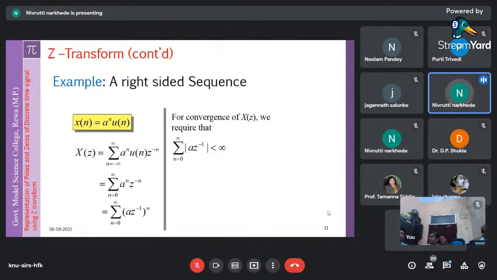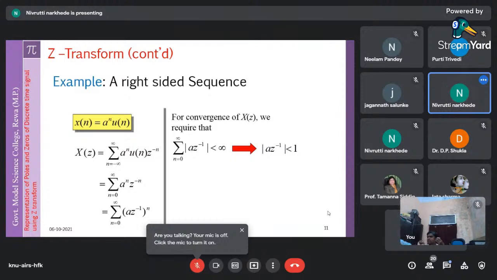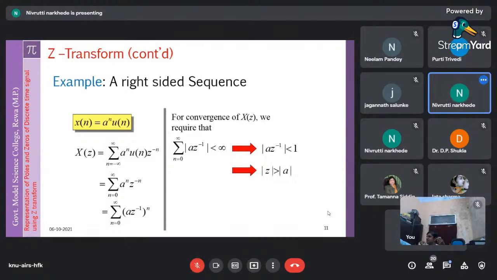Another way to put it is the stability condition of the system: it is stable or causal only if all its poles lie within the circle, or the summation we observe on the screen is less than infinity. Here the common ratio is a z inverse. So strictly, the common ratio for the geometric progression, a z inverse, is less than 1. If we solve this, we get mod of z greater than a, where z is a complex number of the form x plus iota y.